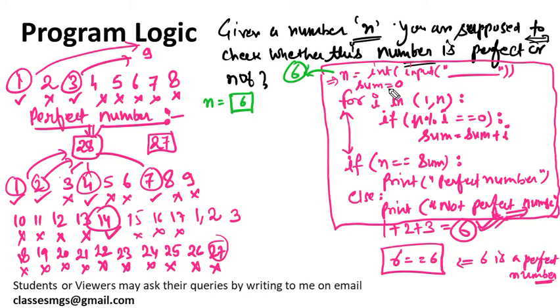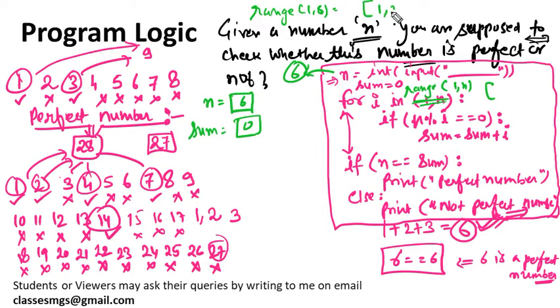Now sum is initially 0. I will apply this loop for i in range, you need to apply the range here, so I forgot it, range 1 comma n. Then it will return a range of 1 comma 6. What will it return? It will return numbers 1 2 3 4 and 5, up to n minus 1.